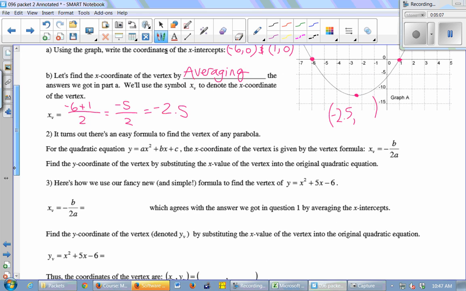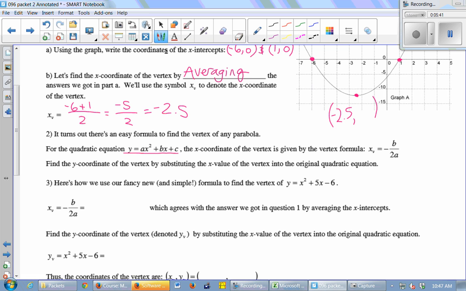But it turns out that there's an easy formula for finding the vertex of any parabola. Rather than averaging the x-intercepts, we have this formula. If your equation looks like y equals ax squared plus bx plus c, the x-coordinate of the vertex can also be found by averaging the two x-intercepts or by doing negative b divided by 2a. Negative b over 2a. Then you find the y-coordinate by substituting that number back into the original equation.